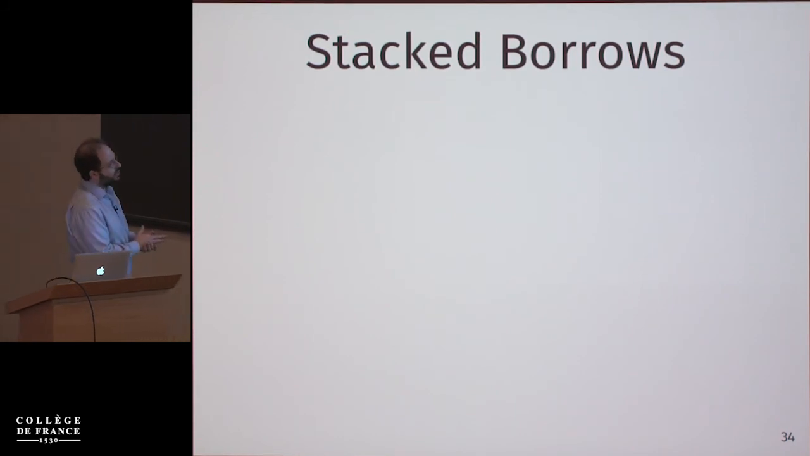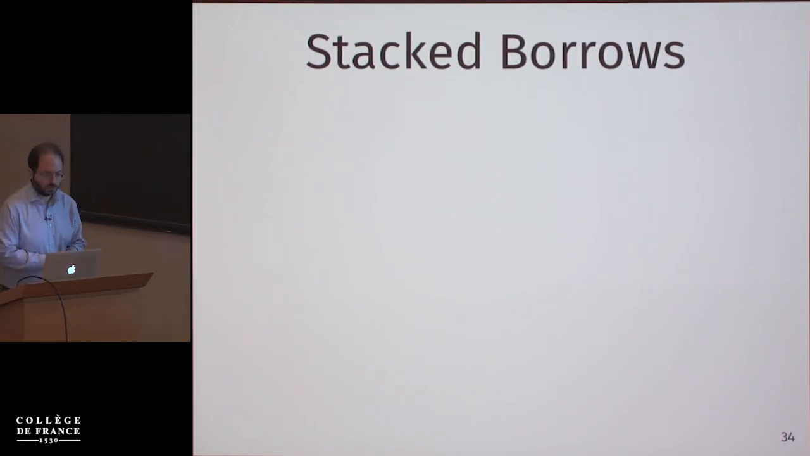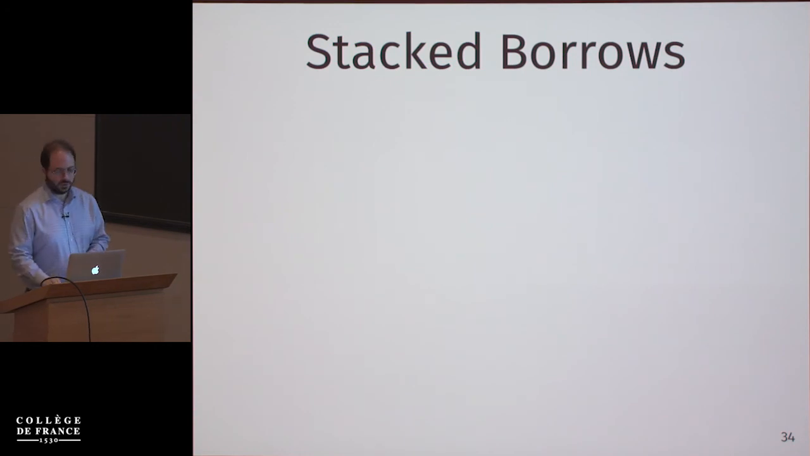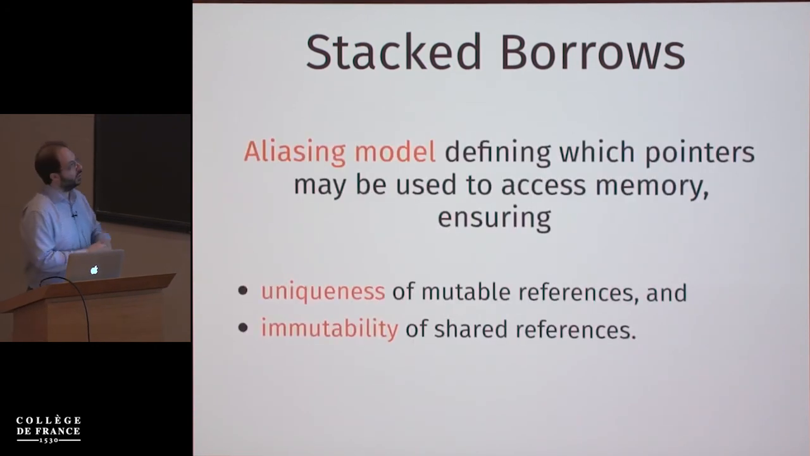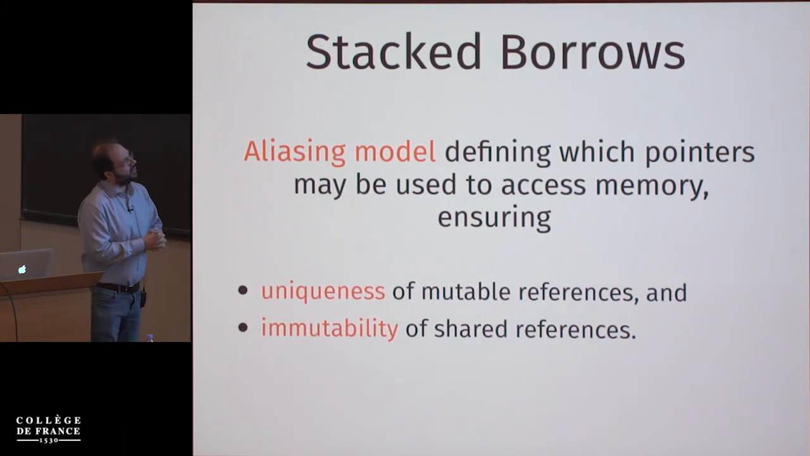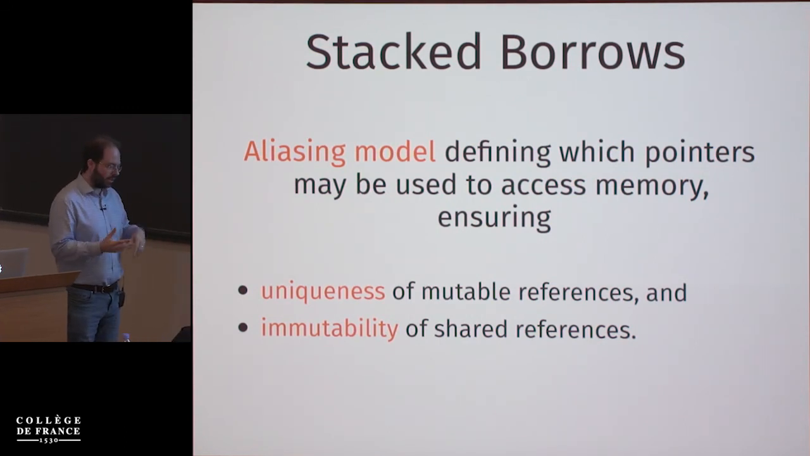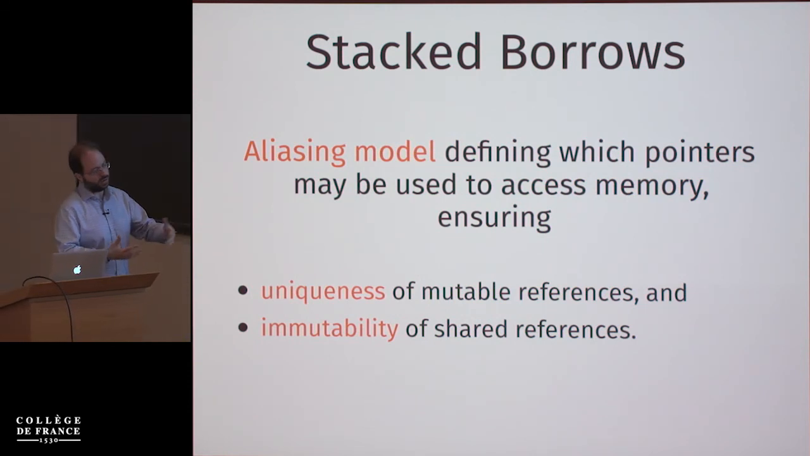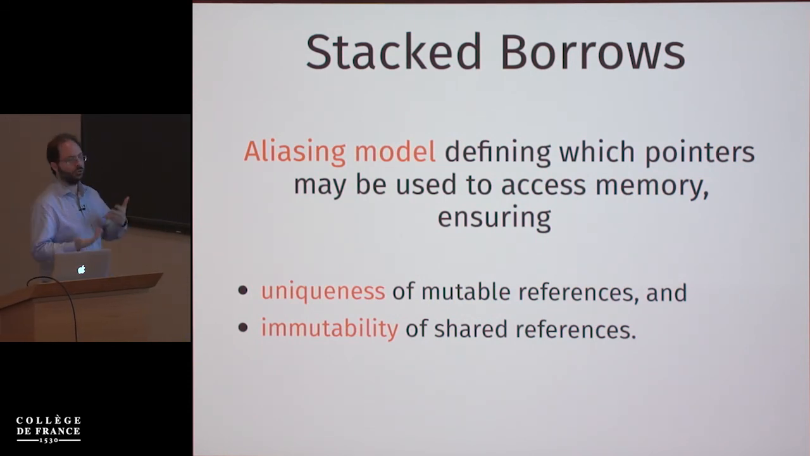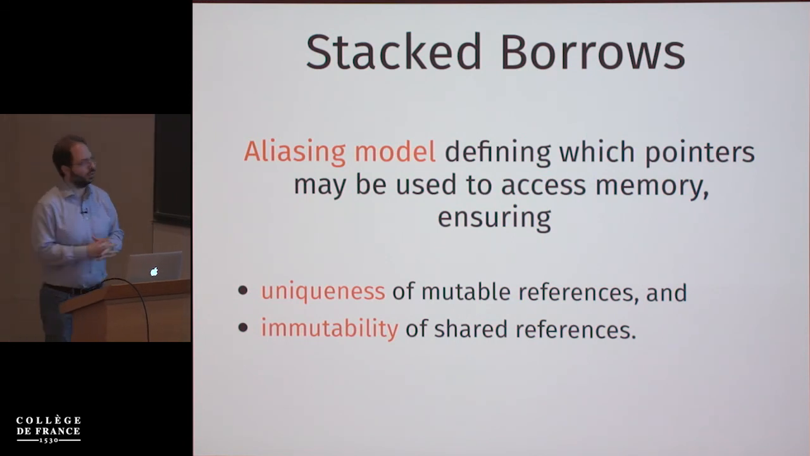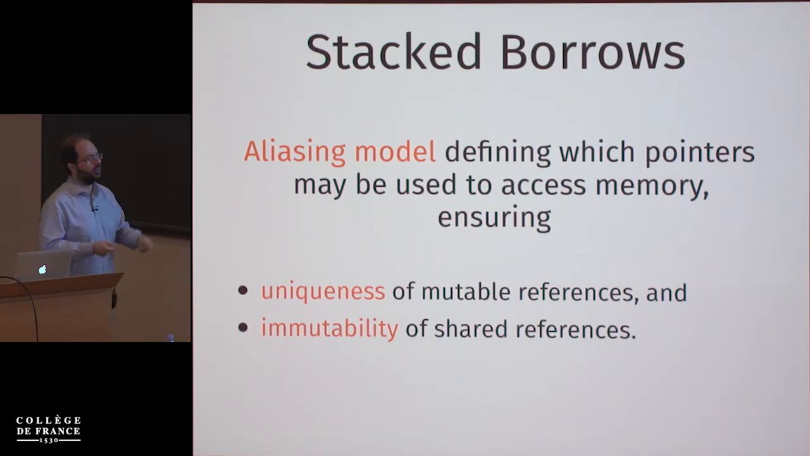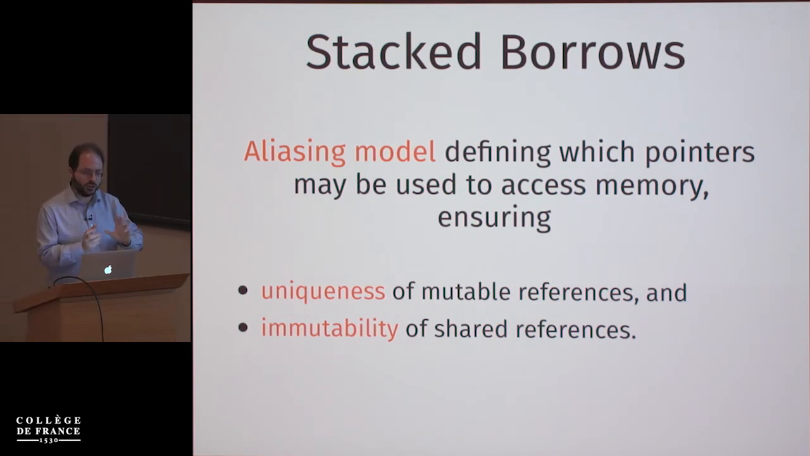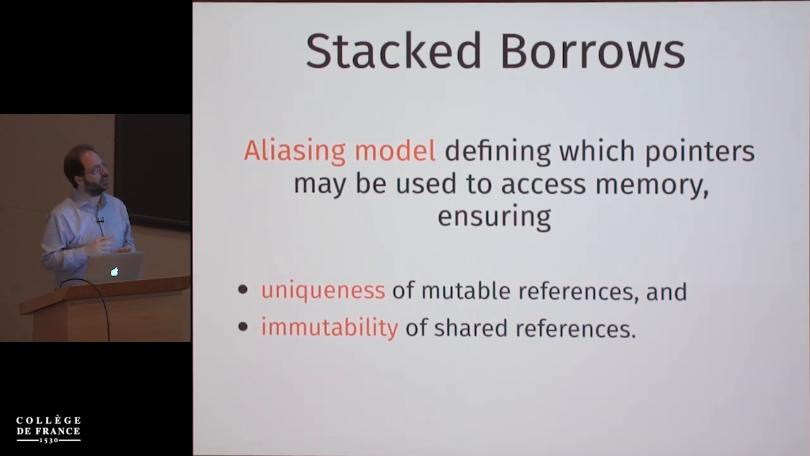Right? So the idea of stack borrows is very simple. At a high level, it's very simple. We're going to define an aliasing model. Okay. So what is an aliasing model as opposed to a memory model? You may have heard of a memory model. That's something that defines which values you are allowed to read when you read from certain pointers. What values you will get when you access a pointer. An aliasing model is somewhat different. It defines which pointers you're allowed to use in the first place, right? It says when you're allowed to use certain pointers to access memory.